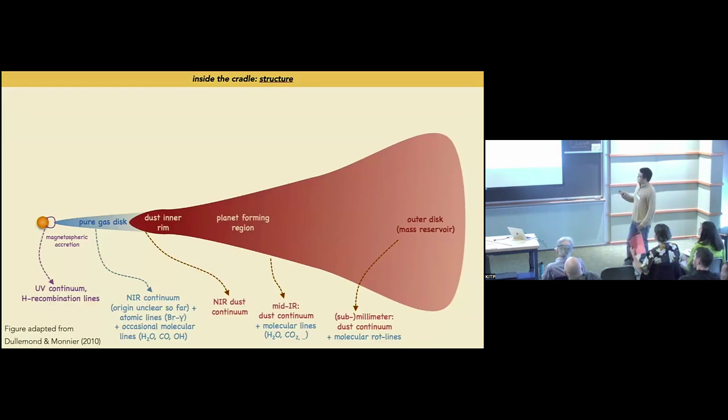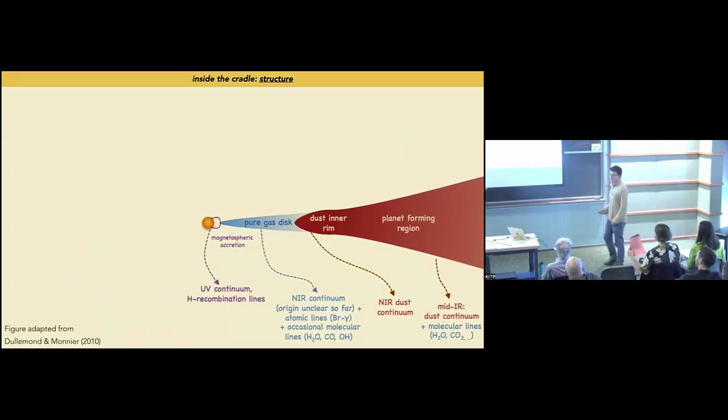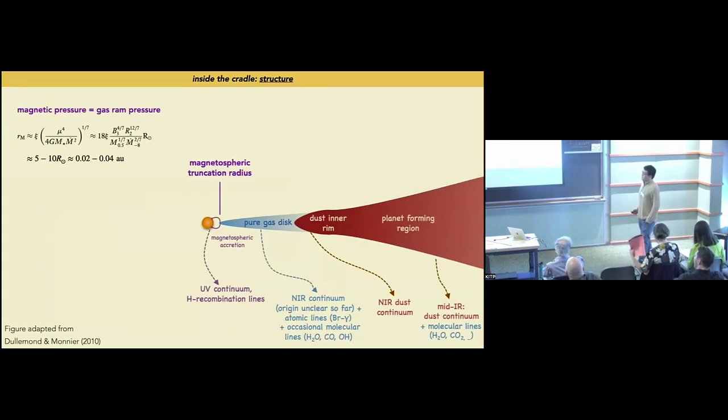We also have the outer disk. This has huge mass, both in gas and dust. I love the outer disk, but for the next 30 minutes I'm going to neglect it, and I'll focus on the inner disk. Okay, so let's talk a little bit about some important locations in the disk. The first is the magnetospheric truncation radius. So that's where the magnetic pressure and the gas ram pressure become the same, okay?